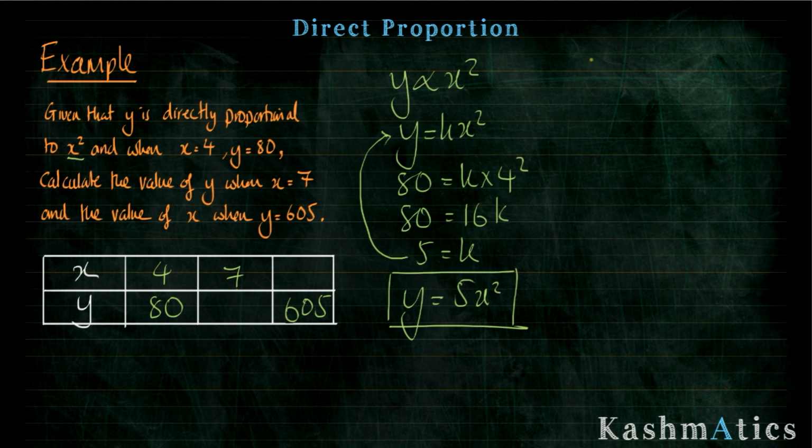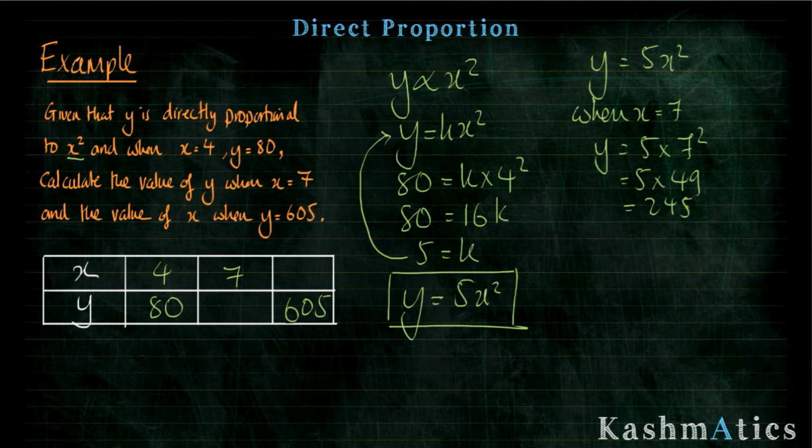So let's just write that over here. y is equal to 5x squared, and then I'm going to fill in the rest of the values. All right, so when x equals 7, y equals 5 multiplied by 7 squared. So that would be 5 multiplied by 49, which is 245. Okay, so over here we put 245.